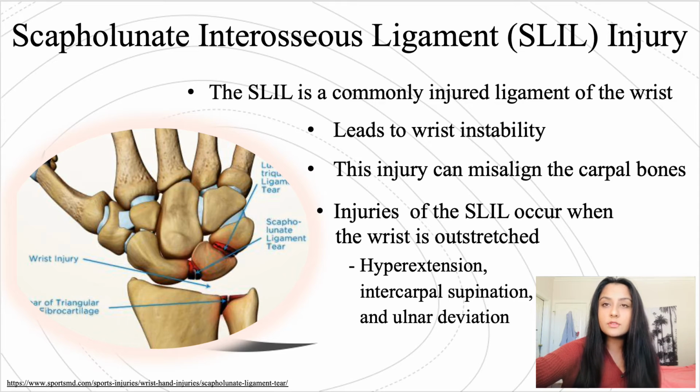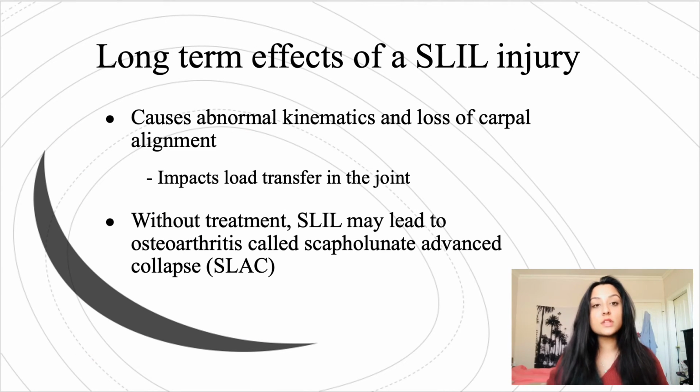It is a common injury in athletes such as football players and gymnasts and often occurs when the wrist is in an outstretched position, such as during hyperextension, intercarpal supination, and ulnar deviation of the wrist. The injury is quite serious and can have long-lasting effects.